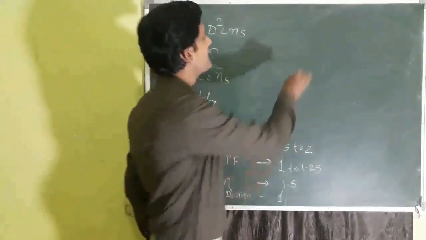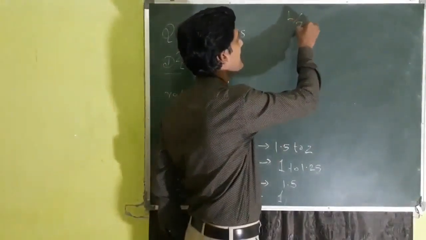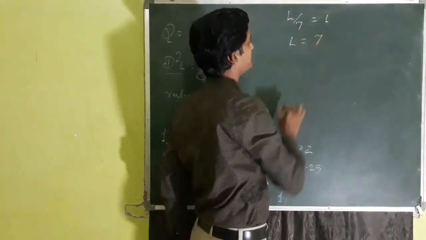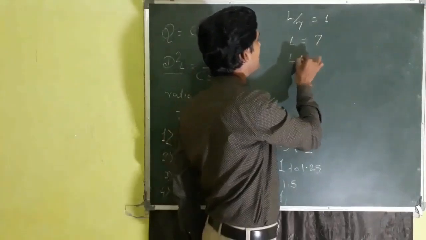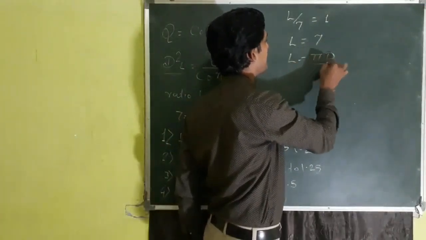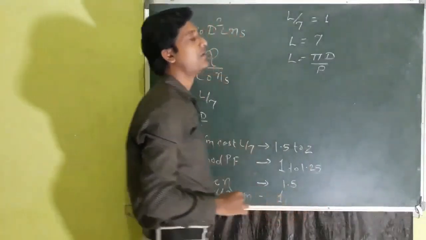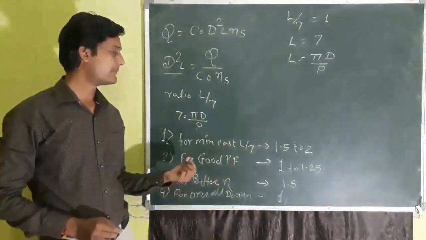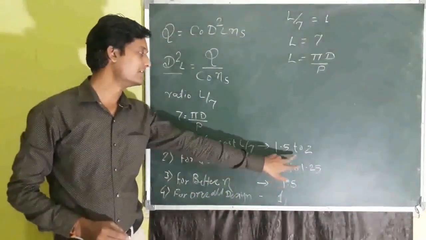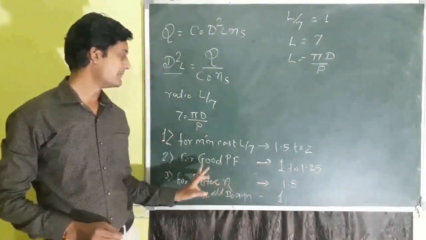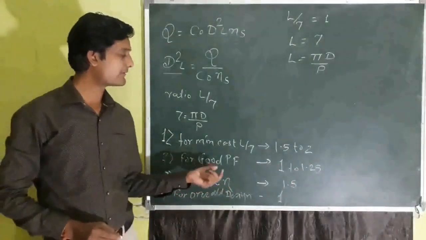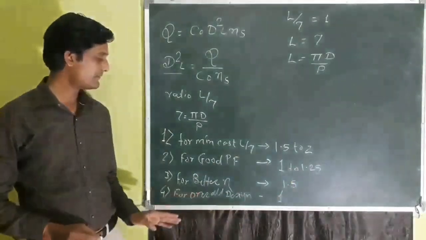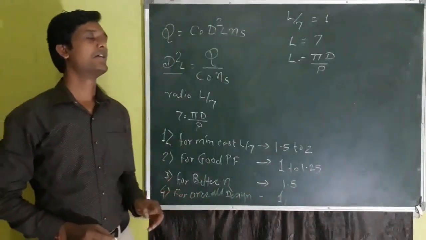Now see here, if the ratio L by tau is selected as 1, then L is equal to tau. But we know that tau is pi D divided by P. So this is the selection factor. It depends upon the cost of the motor. If the motor is designed for minimum cost, the value of this ratio lies in this range. Then it depends upon the power factor, so the value of L by tau lies from 1 to 1.25, and for better efficiency and for overall design it is selected as 1.